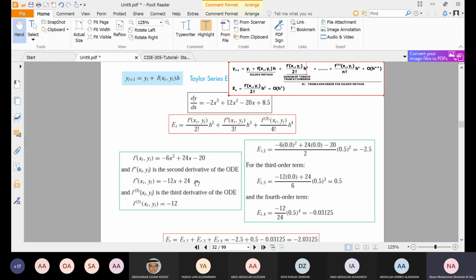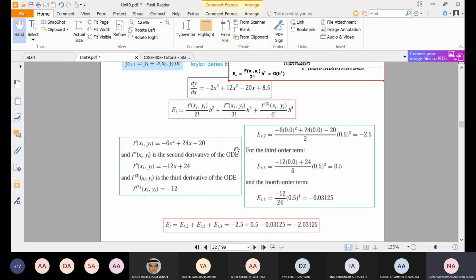That means it is the third derivative of the function. Okay, so this is the third derivative of the ODE. That means it is the fourth derivative of the function. You can see this one. If we add more derivatives, the rest will be 0, so no need to add more terms. So we call this the total local truncation error.